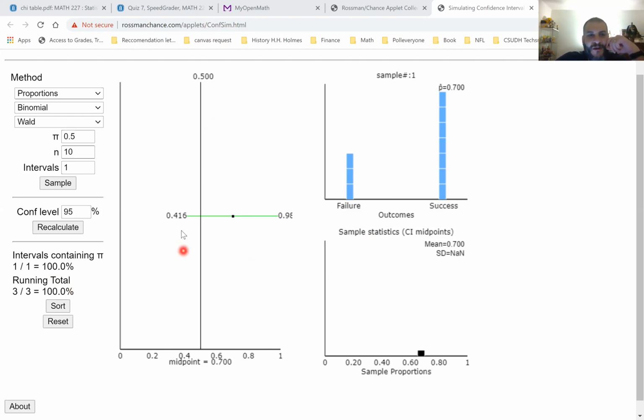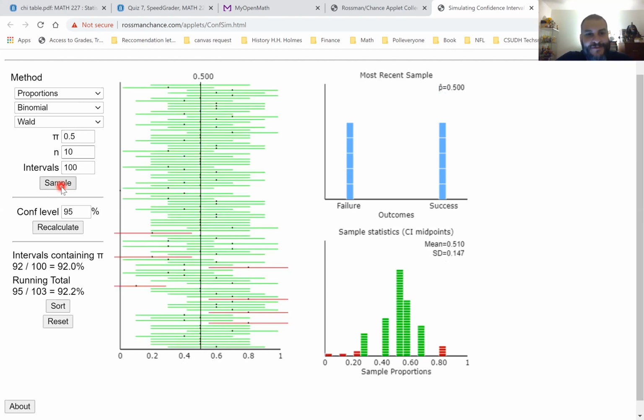All right, so let's play around with this. When we do a confidence interval, it's not meant for one time or two times. You want to do this many times. So I'm going to say, hey, let's do this 100 times. So let's do this 100 times with a sample of 10.